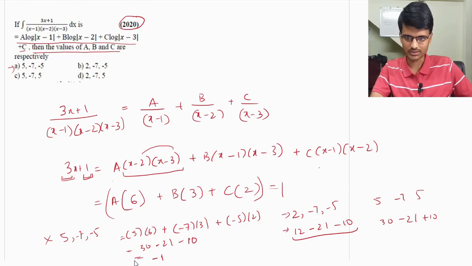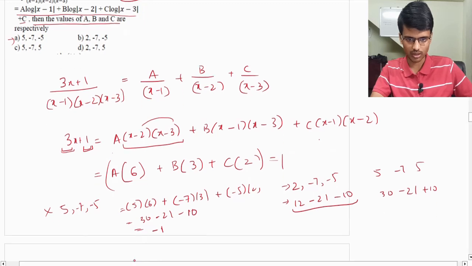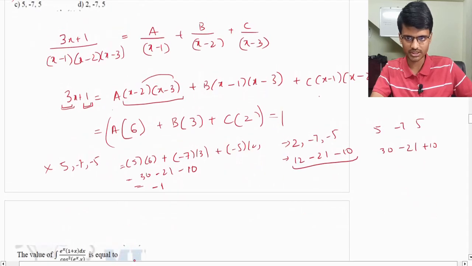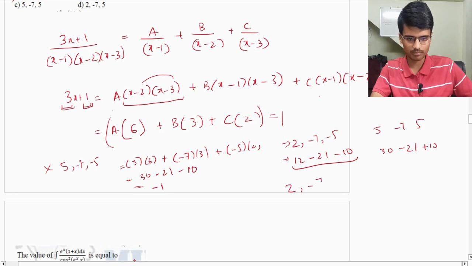No, this is not going to work. Coming to our option D, I'm so sorry, I'm short of space here. One second, I'll just scroll down slightly. So my option D is 2 comma minus 7 comma 5.